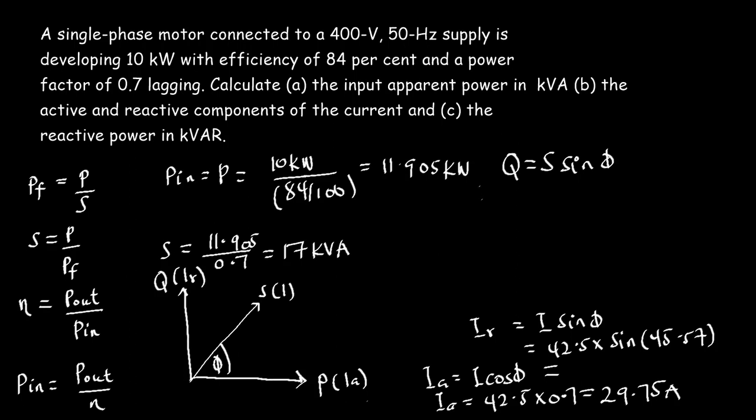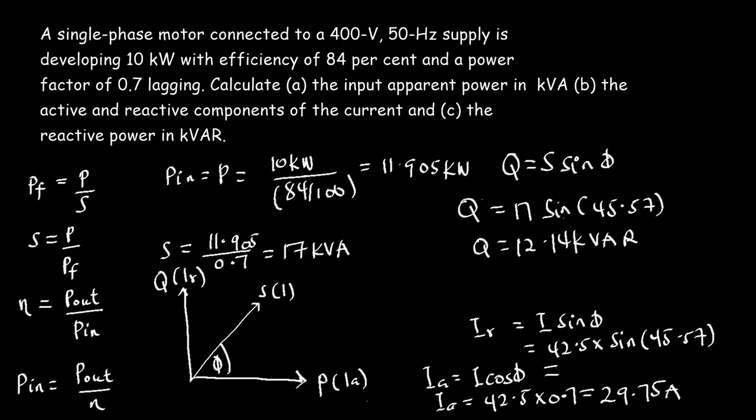So I'm going to have Q equal to 17 sine of phi, and phi is 45.57. Let's simplify this and see what we get. We have 17 multiplying sine of 45.57. When I did this, I got 12.14 kilovolt ampere reactive. So this will be our answer.